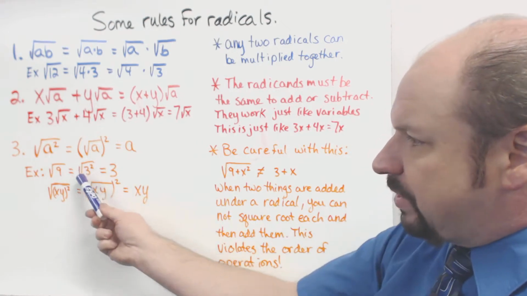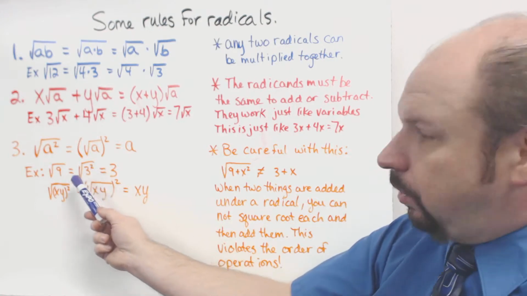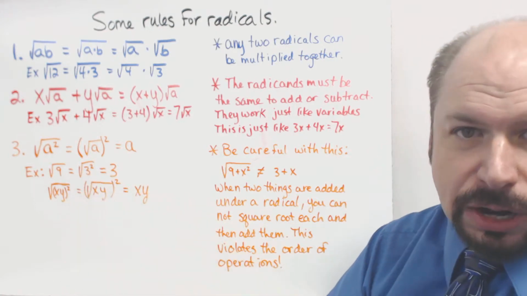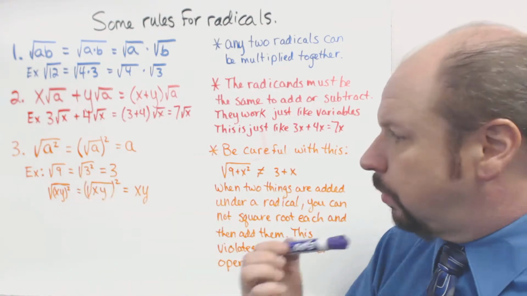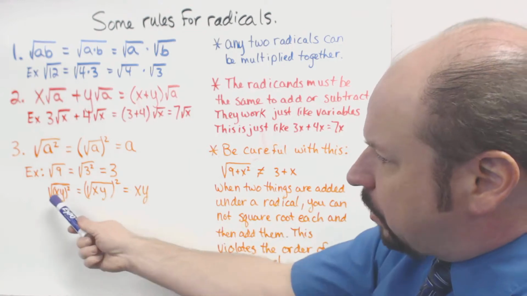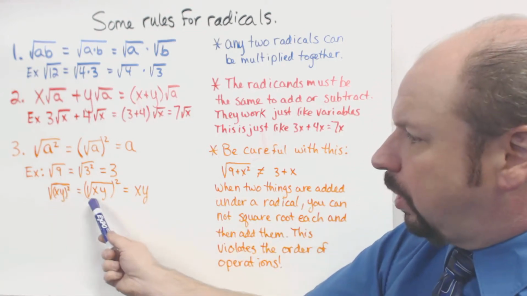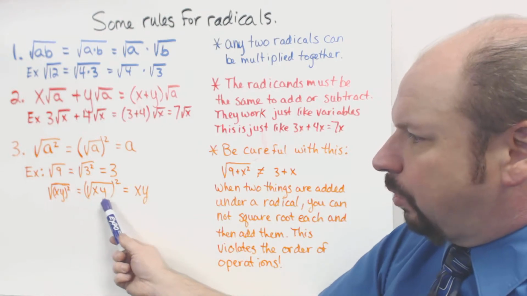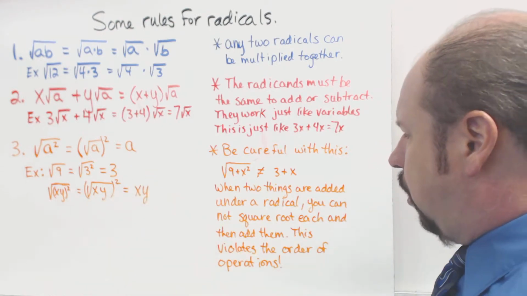So basically what this is telling you is if we have a squared inside here, these end up canceling each other out. So the square root of 3 squared is just 3. Okay? So if we had the square root of xy squared, that would be the same as the square root of xy quantity squared, which is just equal to xy.